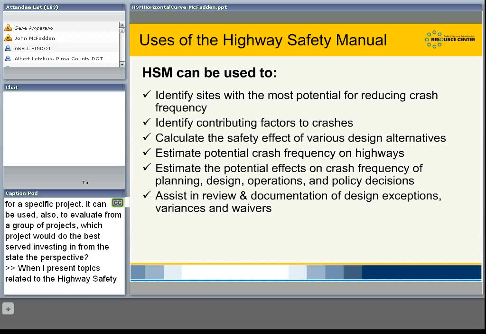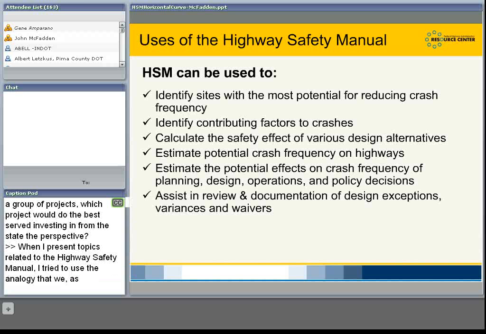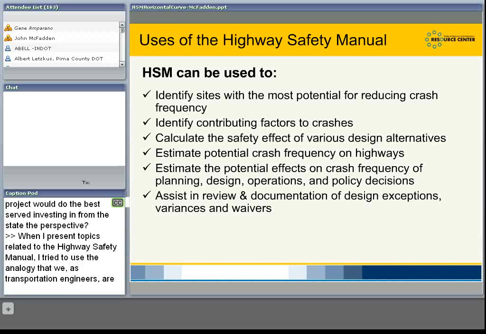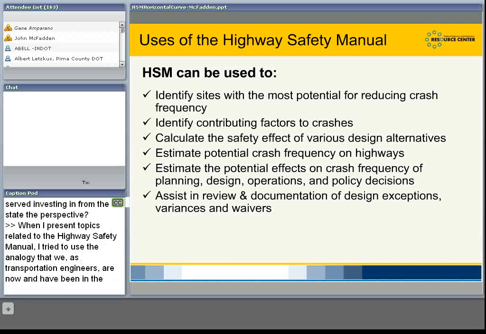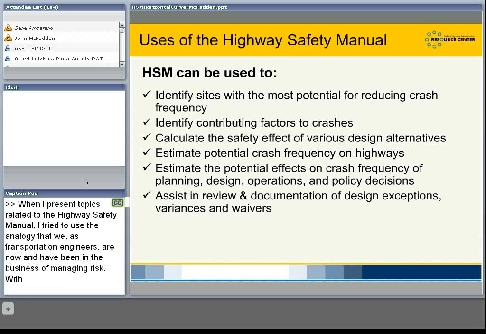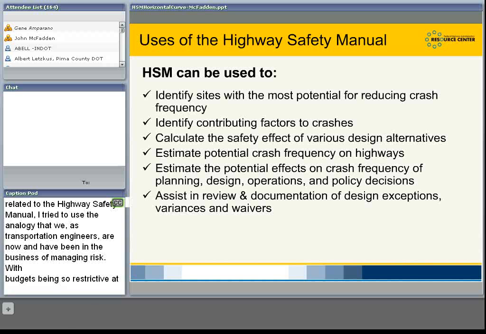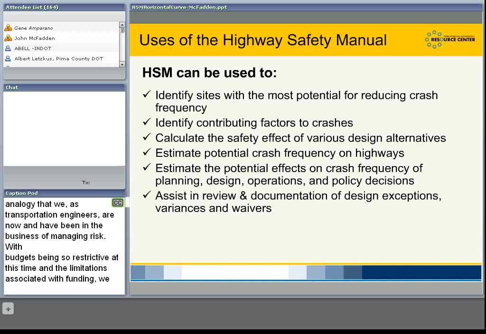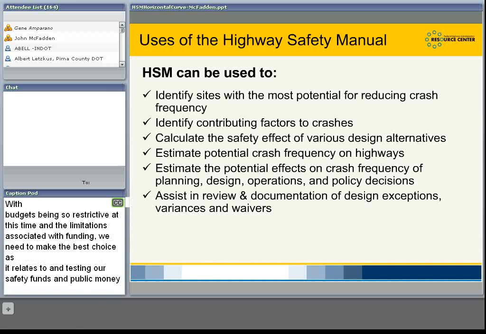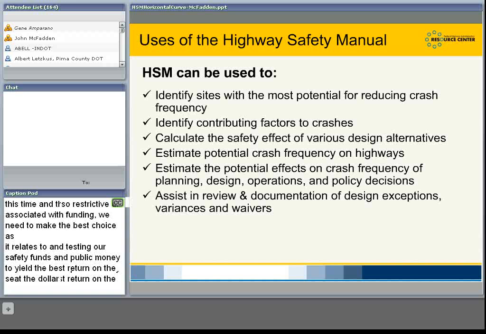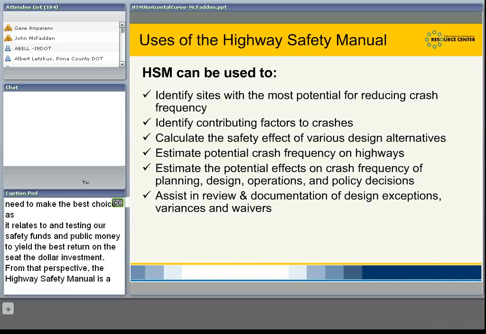When I present topics related to the Highway Safety Manual, I try and use the analogy that we as transportation engineers are now and have been in the business of managing risk. And with budgets being so restrictive at this time and the limitations associated with funding, we need to make the best choice as it relates to investing our safety funds and public monies in order to yield the biggest return on a safety dollar investment.